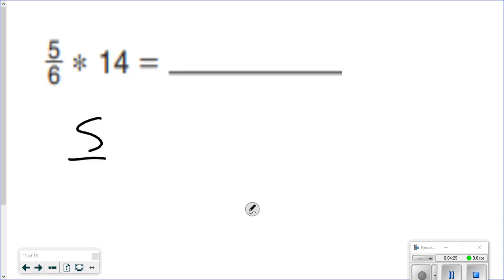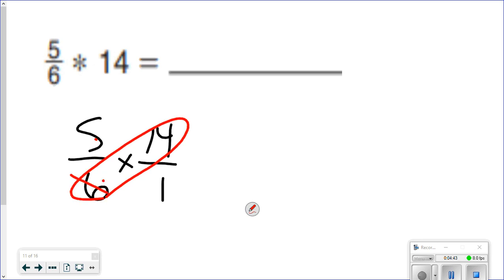5/6 times 14 over 1. Let's cross reduce these things. 5 and 1 can't get any smaller, but 6 and 14 can. Let's divide these by 2. 6 and 14. 6 divided by 2, we get a 3. 14 divided by 2, we get a 7. If I multiply across, I get 5 times 7, which is 35.